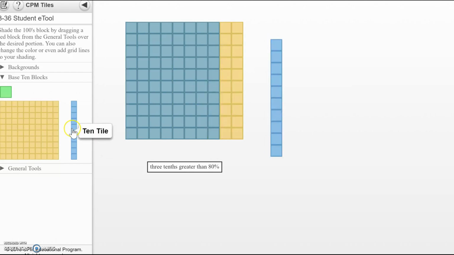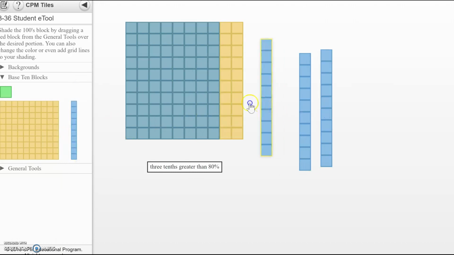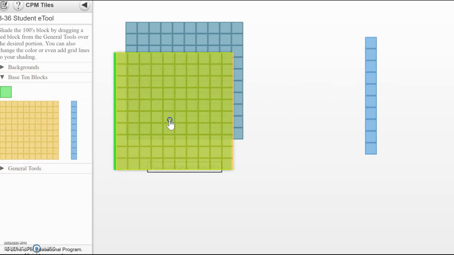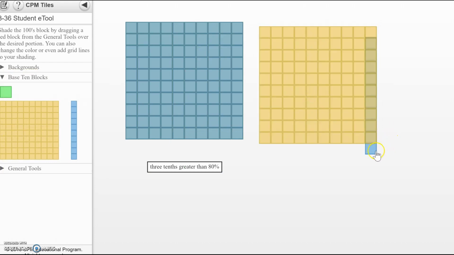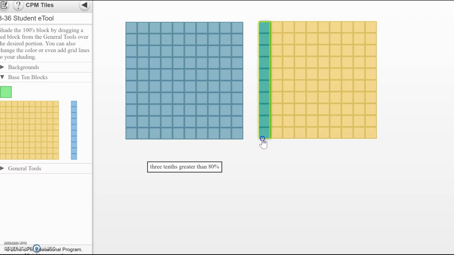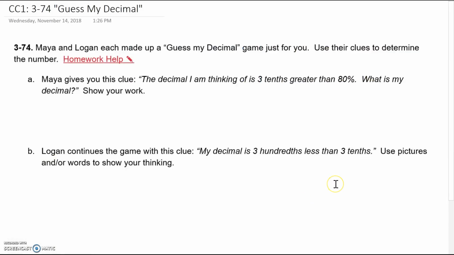So 1, 2, 3. Now, when I do that, I've got, well, that's already 1 whole. So I'm going to need another hundredths grid, 100%. And so that's what I've got. So my answer is, what's my decimal? Well, what is this as a decimal? That's 1 whole and 1/10. So my answer as a decimal is, what is 1 whole and 1/10?